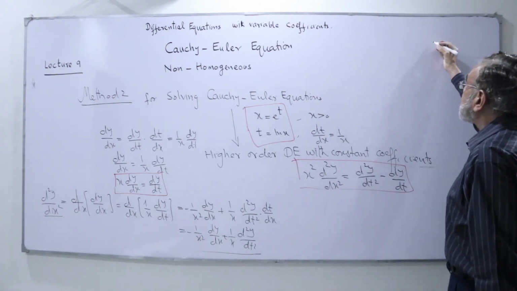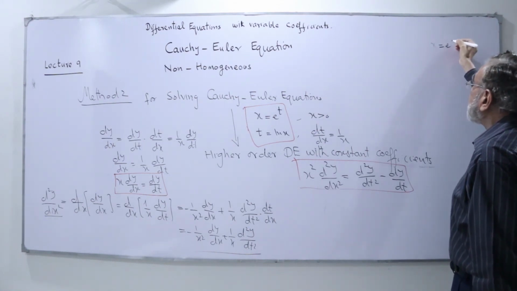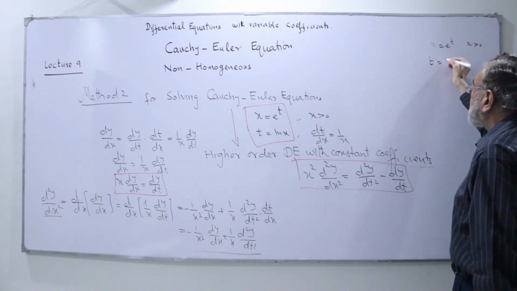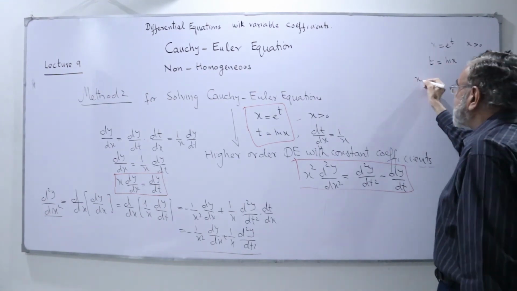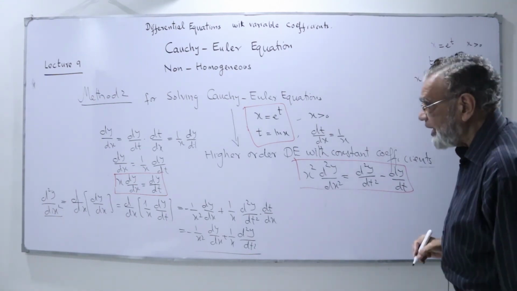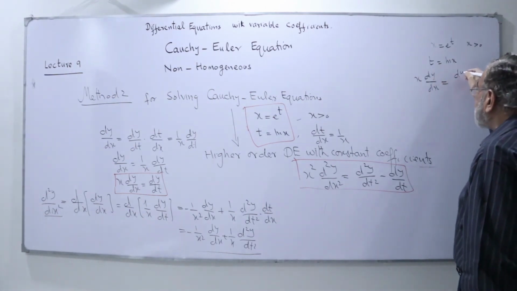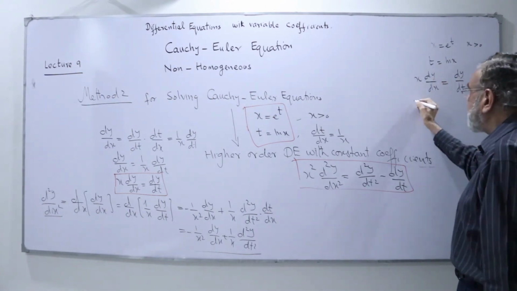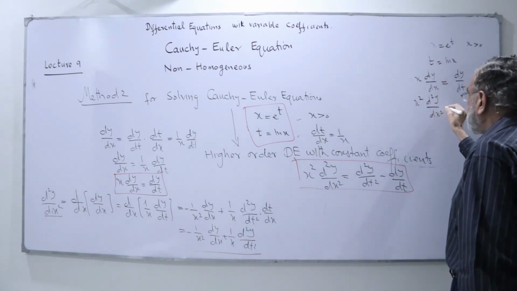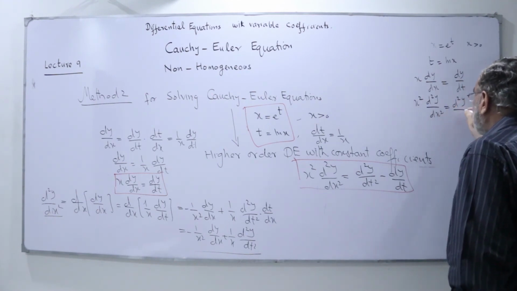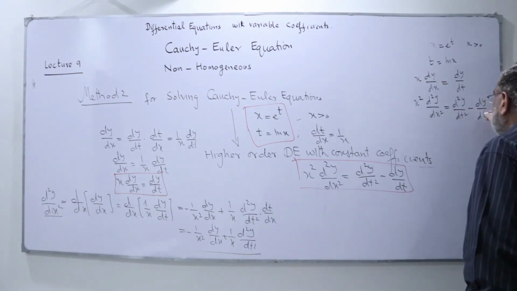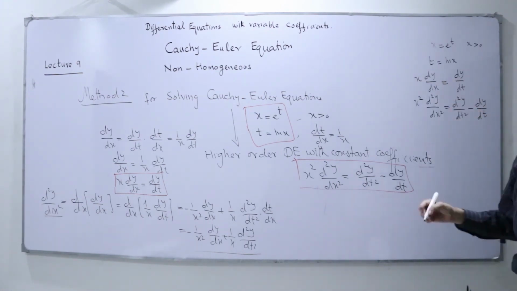We are having x is equal to e to power t, x is bigger than 0. Then we are having t is equal to ln of x. Then we have x dy by dx is equal to dy by dt, and we are having x square d2y by dx square is equal to d2y by dt square minus dy by dt. We apply this one, and I give the example.